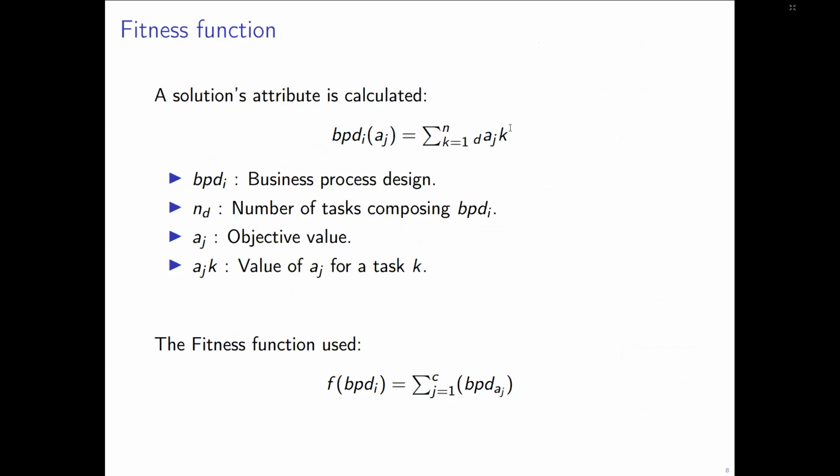Okay, since we are working with a genetic algorithm, it's inevitable to talk about the fitness function. In our work, we did not deal with what we call big business processes, which means we don't have business processes with a large number of tasks, which leads us to assume that each business process design is linear. So we use a simple aggregation of task attributes as fitness function.